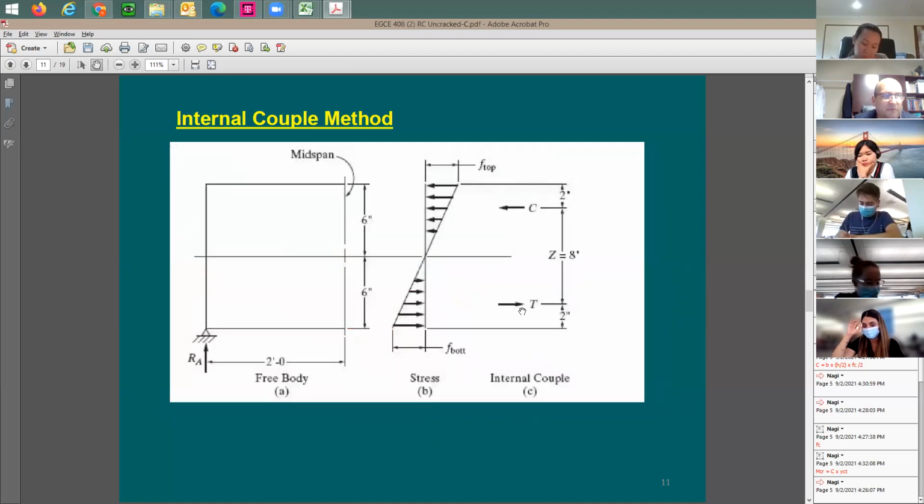Now I'm going to have two forces here, right? Tension and compression. And here's the stress distribution throughout the depth of the beam. The total depth of the beam is 12 inches, so it's going to be from here to there. The neutral axis is going to be right at mid height.